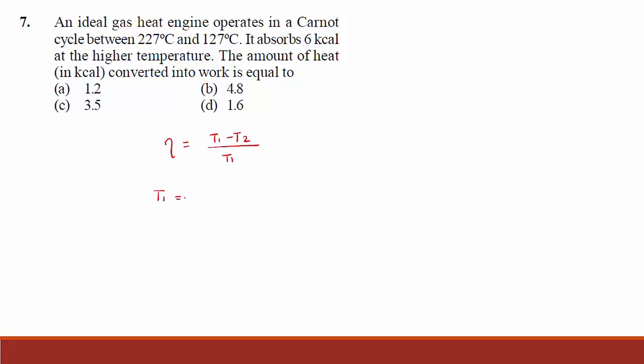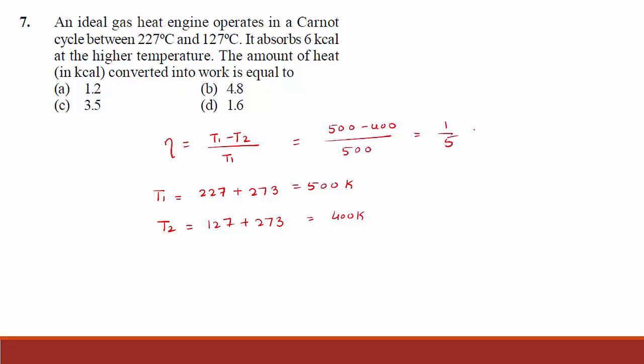Here T1 value is given 227 degrees Celsius. It is converted into Kelvin for absolute temperature plus 273. That means it gives 500 Kelvin. Similarly, T2 is given 127 degrees Celsius plus 273. That gives 400 Kelvin. Now, you can substitute in this efficiency formula. Eta equal to 500 minus 400 divided by 500, that gives 1 divided by 5. This is efficiency of Carnot engine.